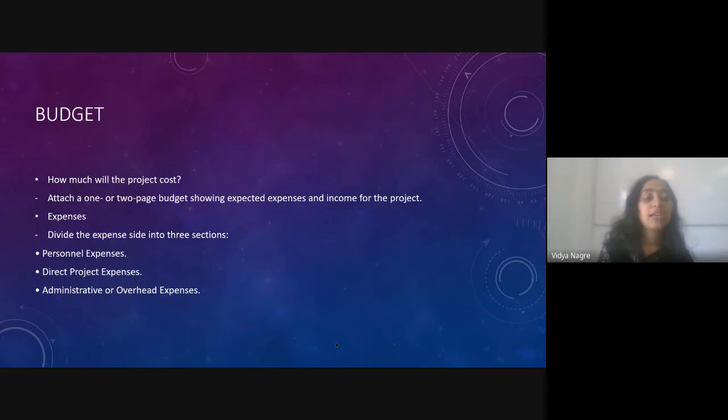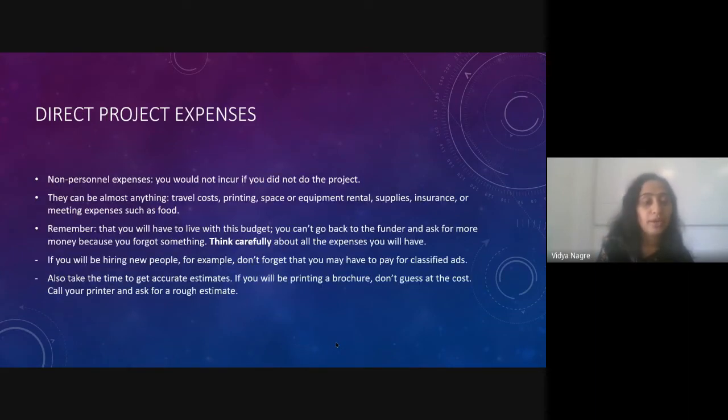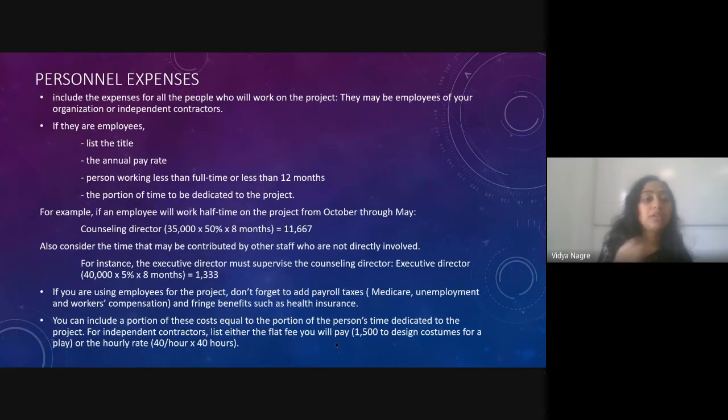Now, expenses are again divided into 3 sections: personal, direct, and then administrative or overhead. Now, under personal expenses, include expenses for all the people who will work on the project. They may be employees of your organization or independent contractors. If they are employees, list the titles.